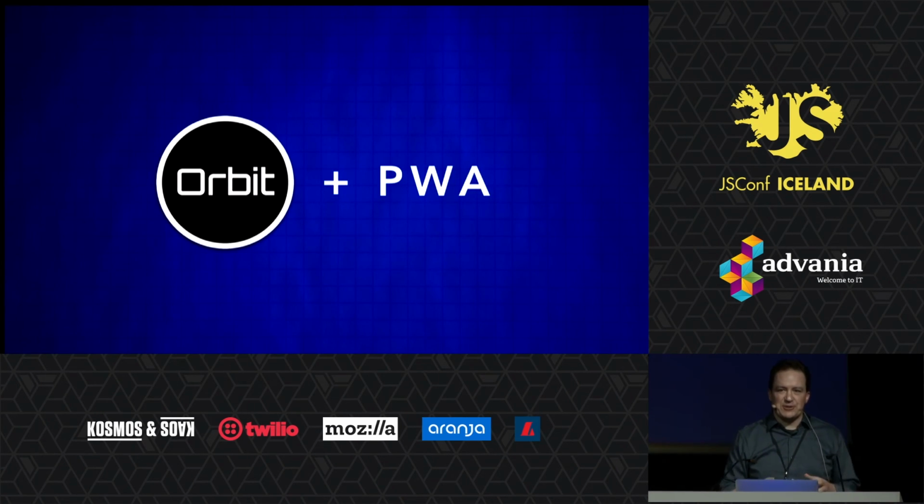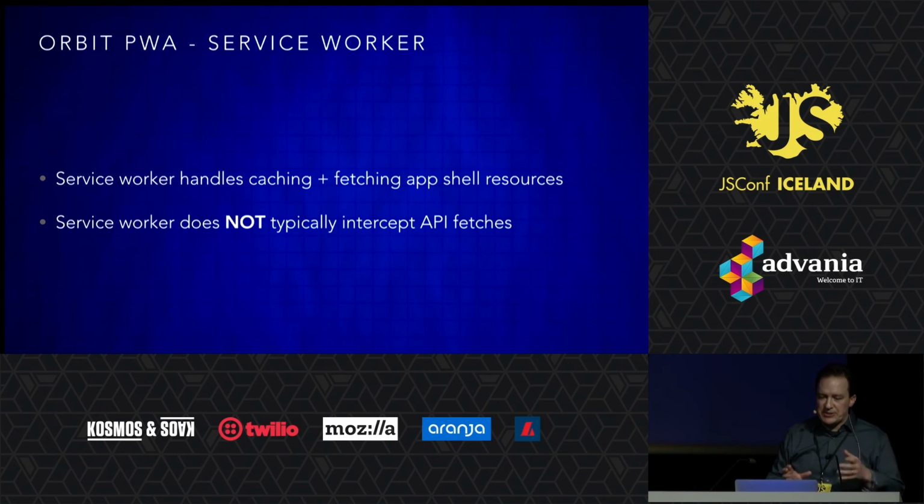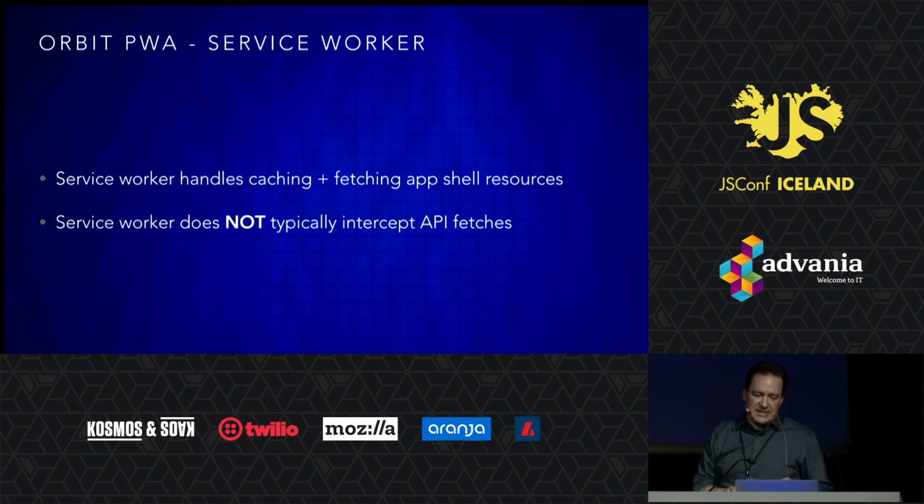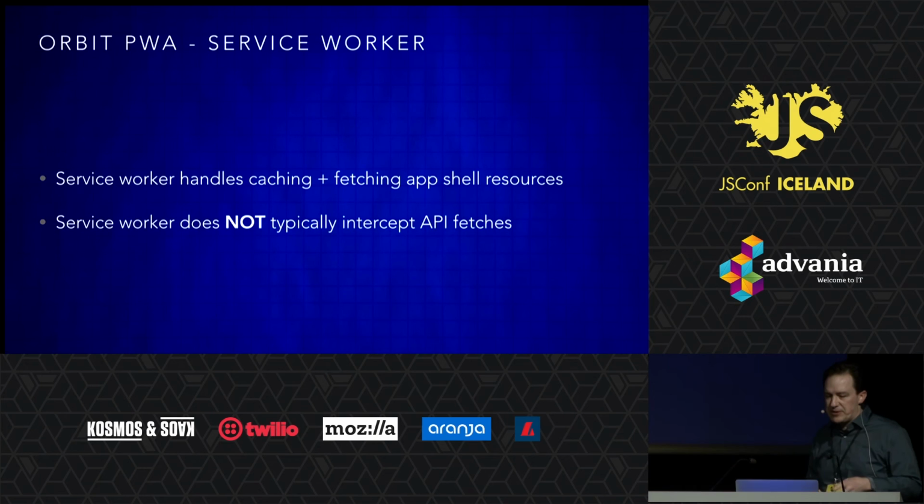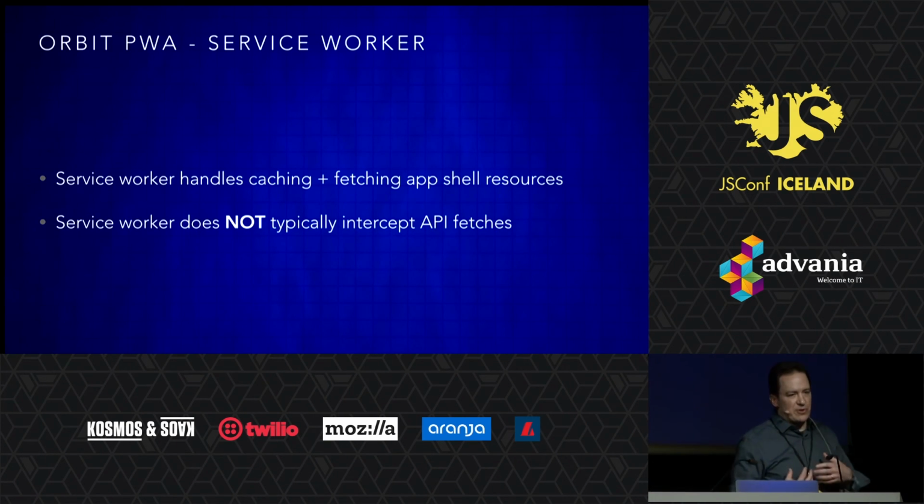So getting back to our PWAs and applying Orbit to keep them interactive, what does that look like? What's our strategy here? Well, the Orbit PWA still needs a service worker. It needs to handle caching and fetching of the app shell resources, but it does not typically intercept API fetches because those can be queued up by Orbit on the main thread or on a worker thread. They don't need to be proxied in the service worker.